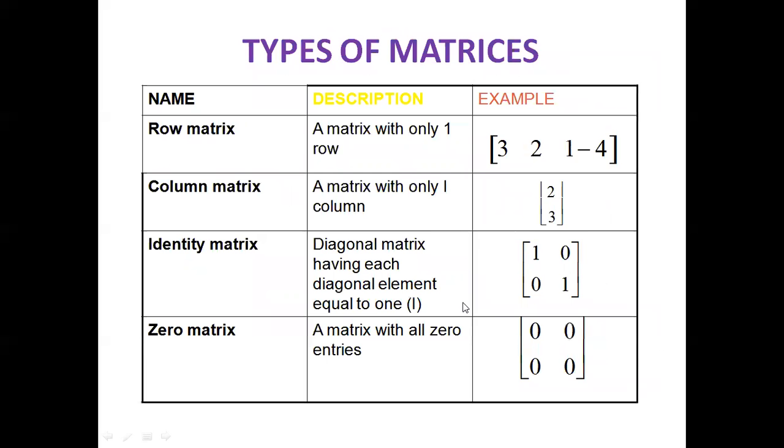Next, row matrix. A row matrix is a matrix with only one row. We can see here this matrix contains only one row. Second one is a column matrix. A column matrix contains only one column. Identity matrix. An identity matrix is a diagonal matrix whose diagonal entries are equal to 1. Next one is a zero matrix. A zero matrix is also called a null matrix, meaning a matrix in which all elements are equal to 0.